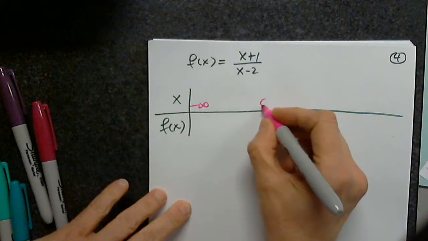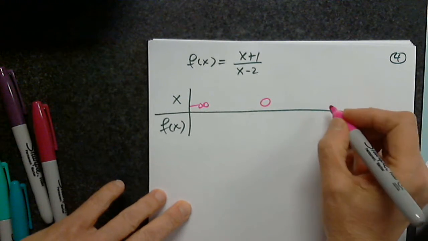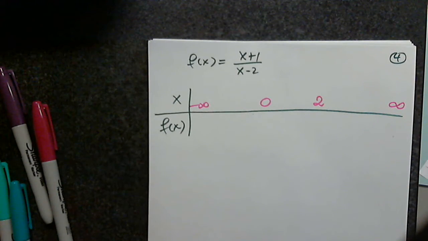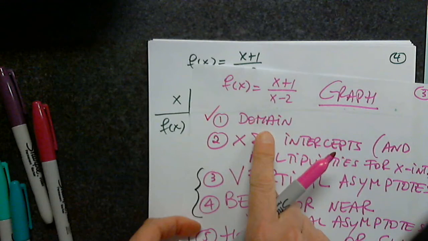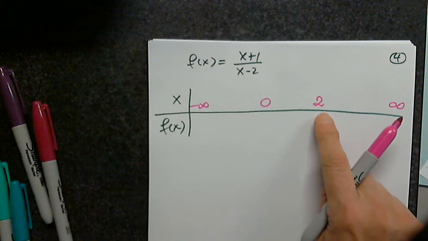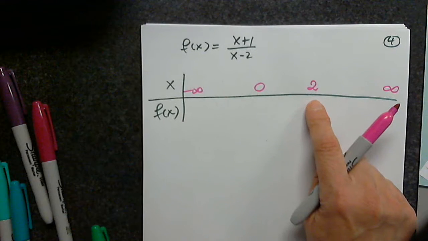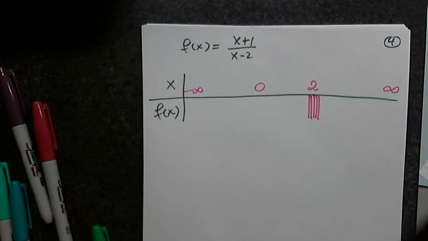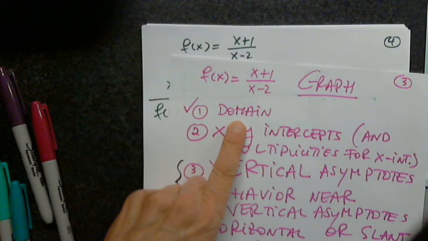So negative infinity, remember 0 has to be in the chart no matter what, always, 2 and infinity. So we established the domain. I did not write it. But once again, what will I write under 2? Nothing. I cannot write anything under 2. The function is undefined. Is this okay? Good. So we're done with that.